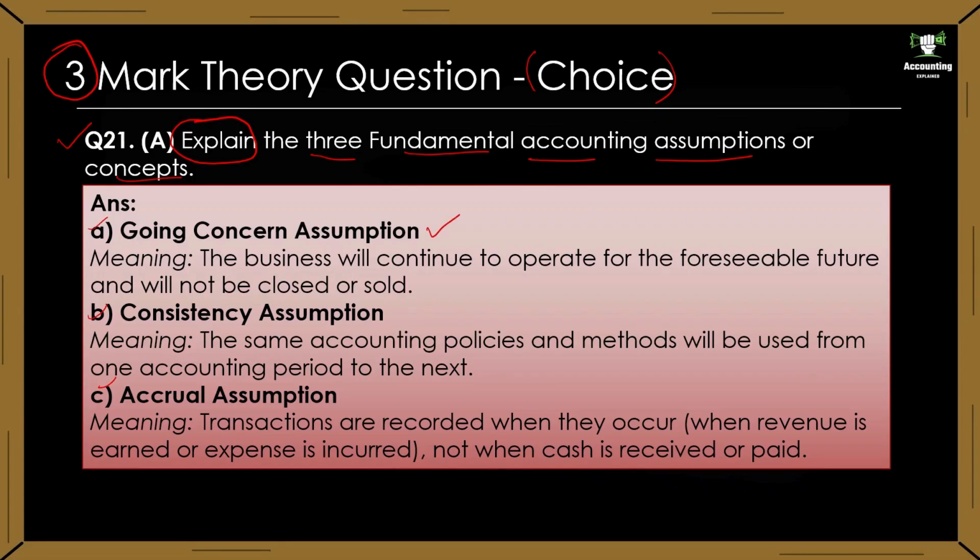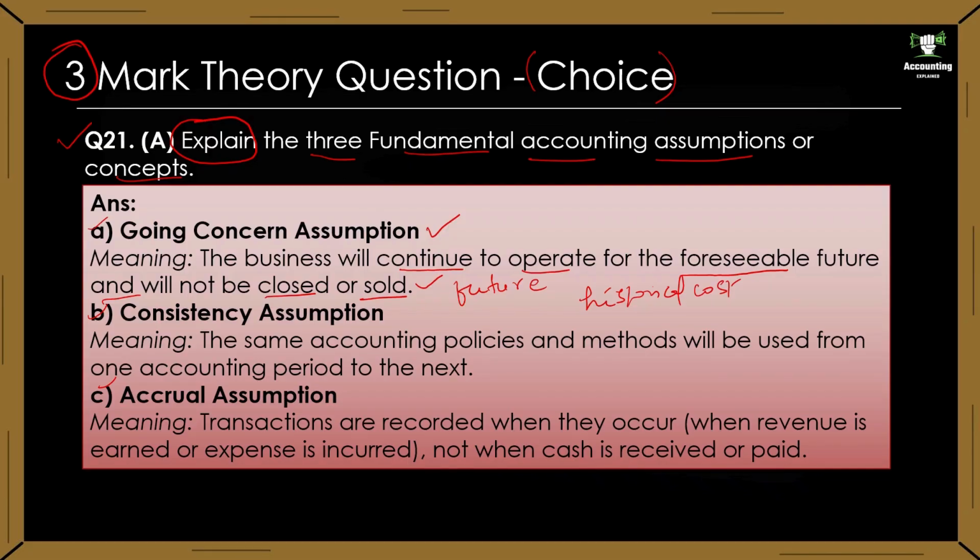First assumption is going concern assumption. The business will continue to operate for the foreseeable future and will not be closed or sold. This is the explanation you are going to give. Okay. I will explain this in simple words for you to understand in a better way. This means we prepare the financial statements with the belief that the company will not get shut down but will continue to operate in the future. This is why we record assets at their historical cost and depreciate them over their life.